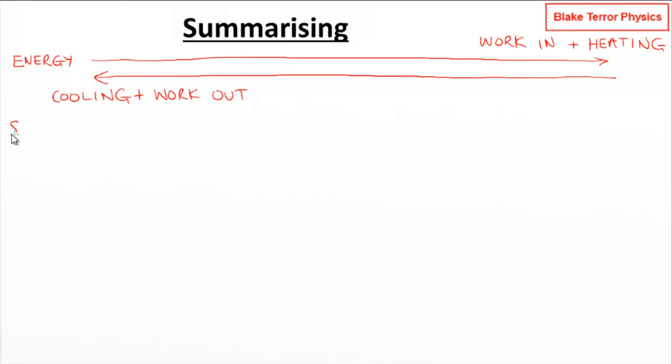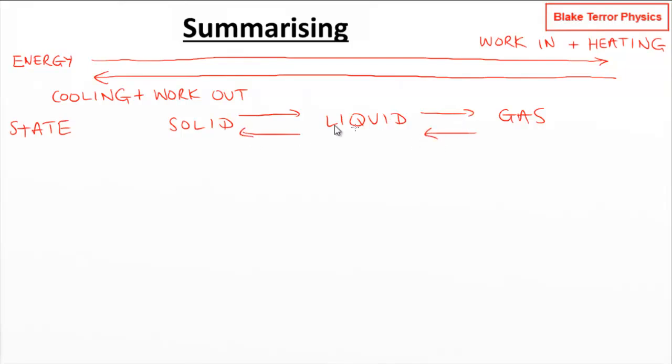Right, now we need to tie all of this into state of matter. As we've been saying, we've got solid, liquid, gas, with energy increasing as we go from left to right. And we need to be able to describe these phase changes between the different states of matter. So solid to liquid is melting, liquid to gas is vaporizing.